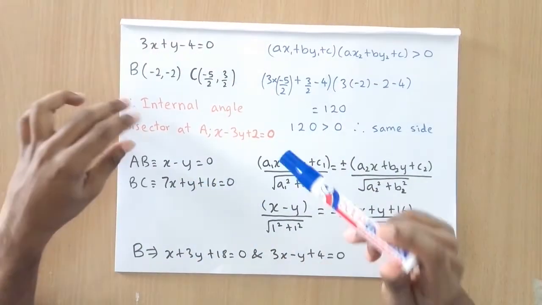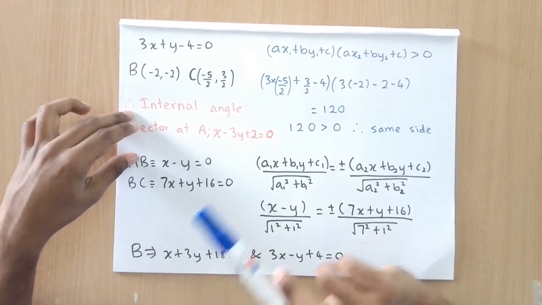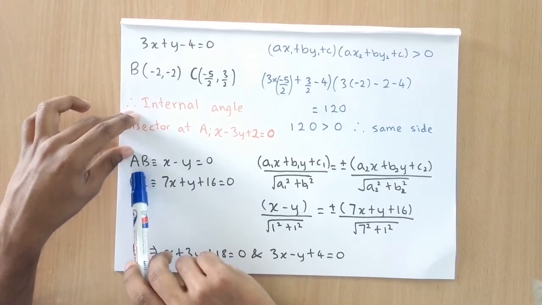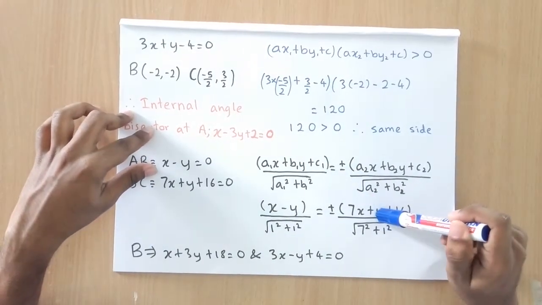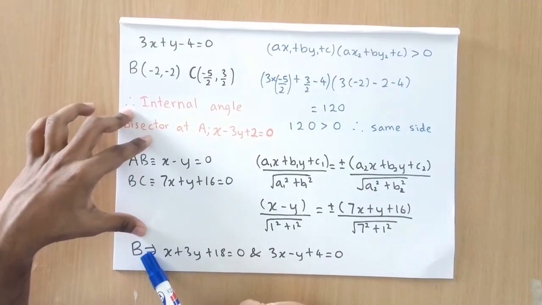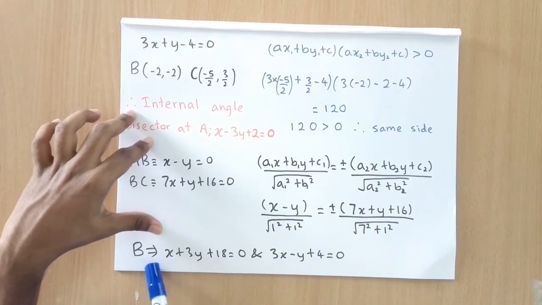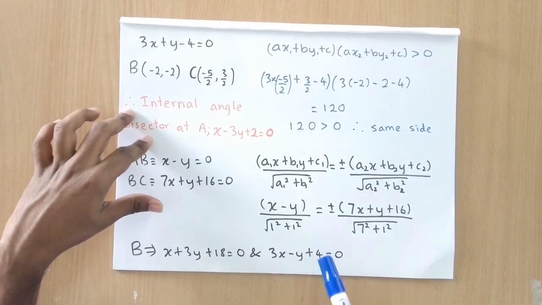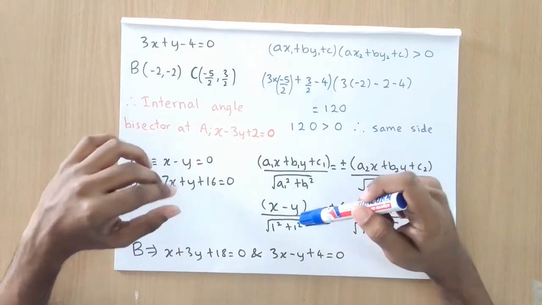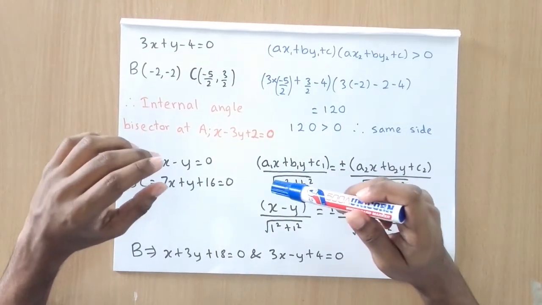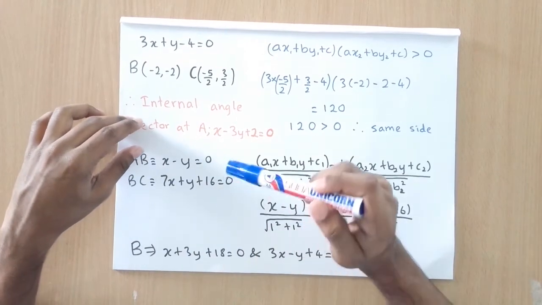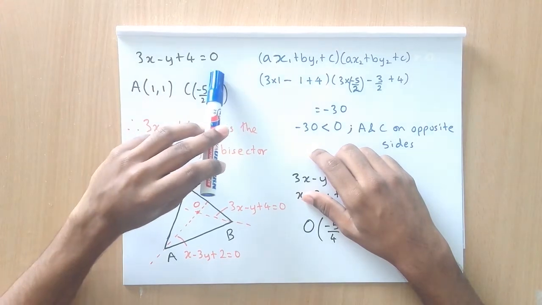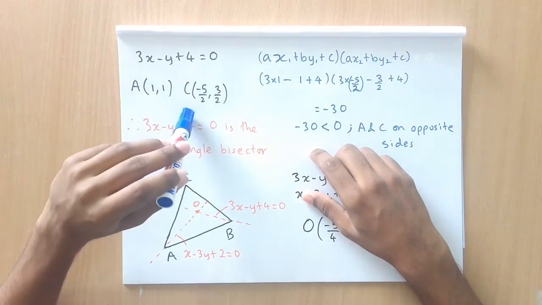Similarly, we need to find the internal angle bisector at B. Using this formula, we can find the bisectors. So by substituting the equations AB and BC into this formula, we can find the bisectors at B. So the bisectors at B are x plus 3y plus 18 equals 0 and 3x minus y plus 4 equals 0. Now to find the internal angle bisector, we need to find the position of A and C with respect to any one of the bisectors. So I'll choose 3x minus y plus 4 equals 0 and find the positions of A and C with respect to it.